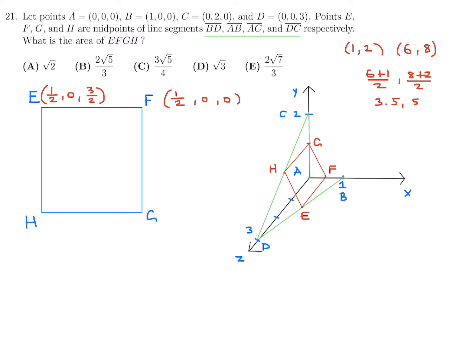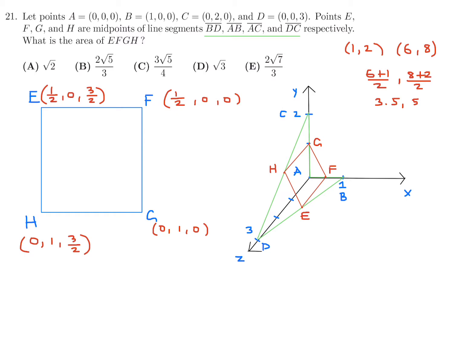And then G is the midpoint of AC, right? So that's just going to be A plus C divided by 2. So that's just 0, 1, 0. That's pretty easy. And then H finally is the midpoint of DC. So you're going to take D and C, add them and divide by 2. And when you do, you get 0, 1, and 3 over 2. So we've got the coordinates.